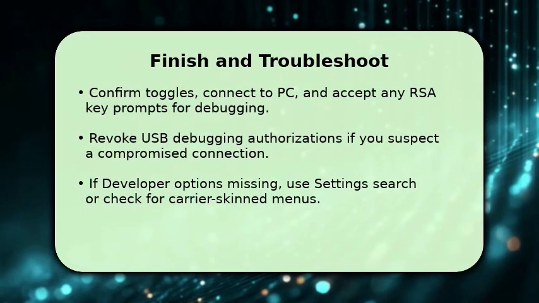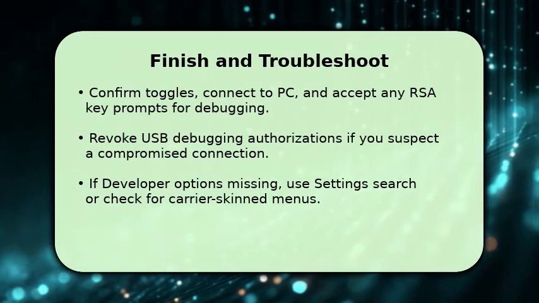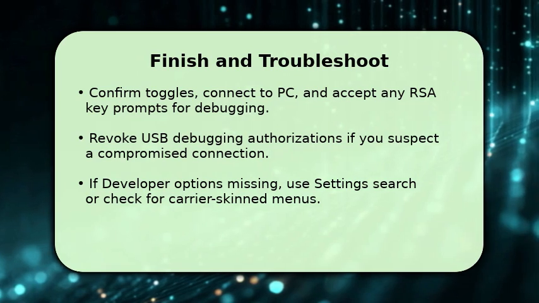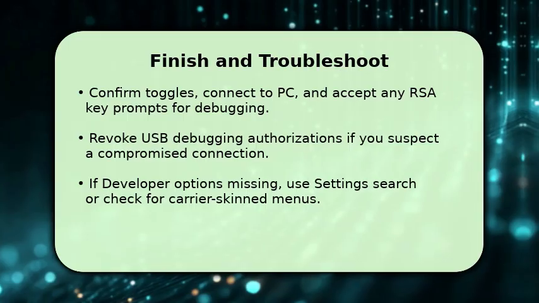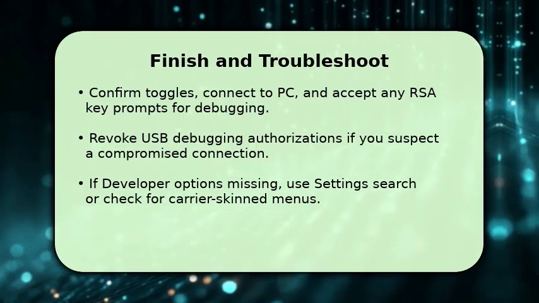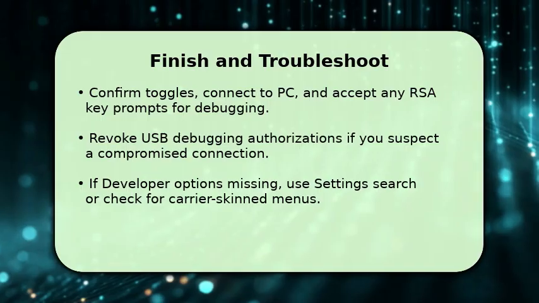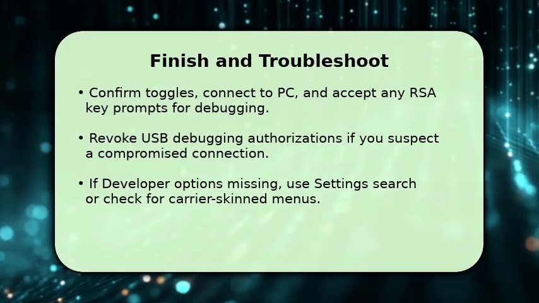To finish, confirm the toggles you changed and connect to your computer. When the RSA key prompt appears, you must accept it to enable debugging. If you ever worry about a trusted connection, revoke USB debugging authorizations to clear saved keys.